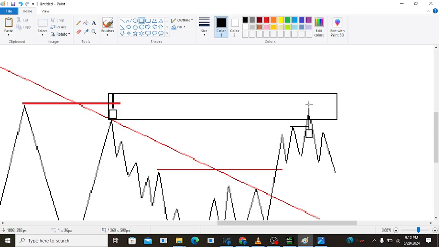If this is a sweep, and during London or New York session, this is a high probability setup.